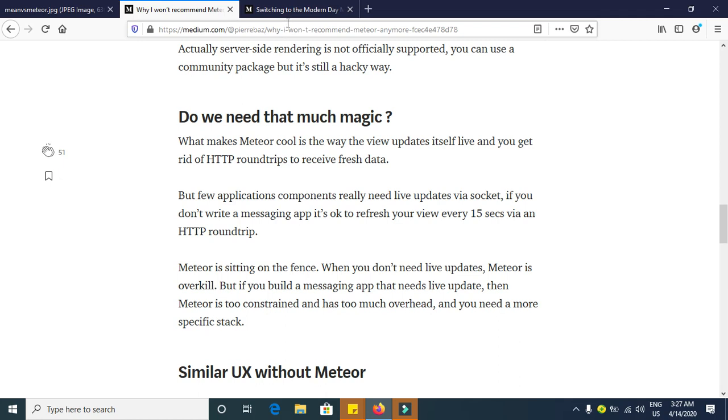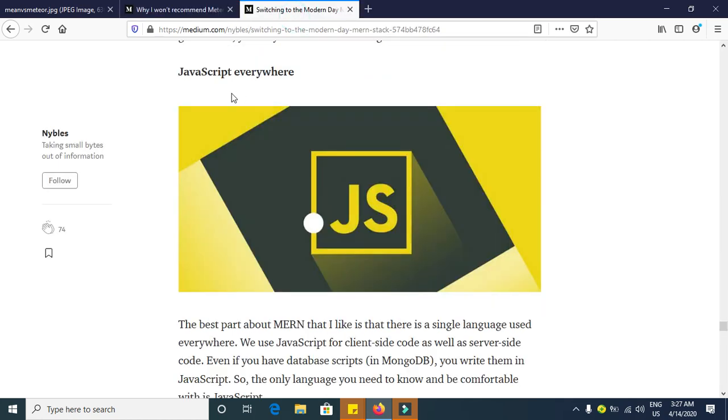So why I prefer MERN? There are plenty of answers for this question, and they are all just great, but if I had to say just one reason, I will say because JavaScript's everywhere. I know some of you might say Meteor is also based on JavaScript and stuff. Yes, I agree, but you are not in control of that JavaScript. You don't write that much JavaScript. It's like everything is provided for you.